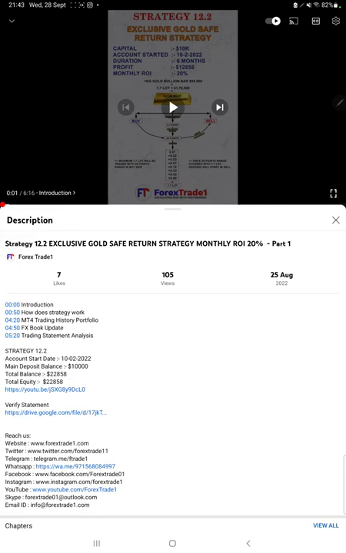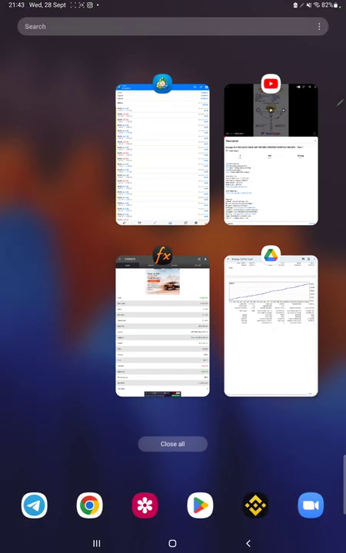So today we are updating about strategy 12.2, which is exclusive gold safe return strategy part 2. The strategy was introduced on 25th of August and we are back with a new update. As you know, in YouTube description you can get the strategy details, profit update, trading account statement to verify. So make sure you check the description.